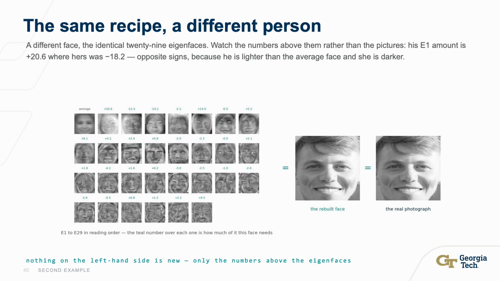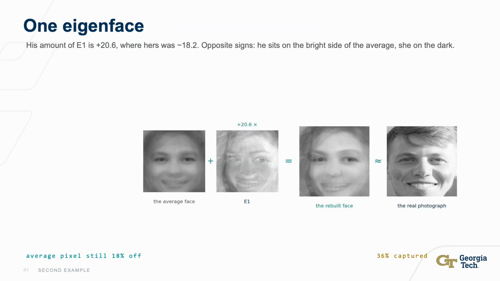This matters for what PCA actually is. The model is the mean face plus 29 eigenfaces, and it is fitted once from the population. After that, describing a new person costs 1 dot product per component and nothing else. That split, an expensive fit done once and then a cheap measurement per item, is what makes the method practical on large collections. 1 eigenface plus 20.6 of E1, where she had minus 18.2.